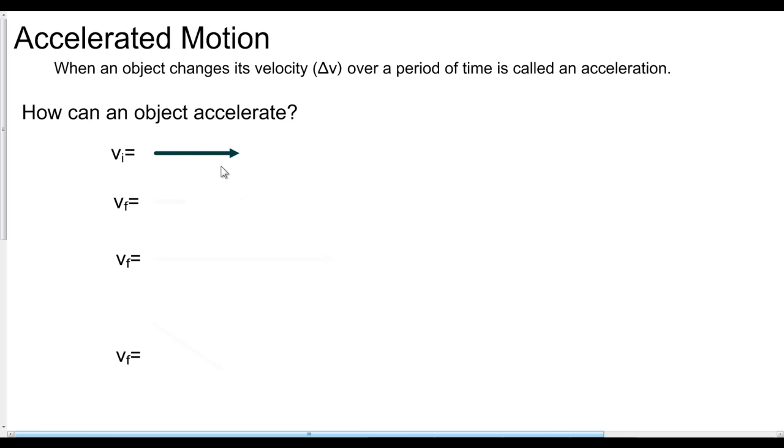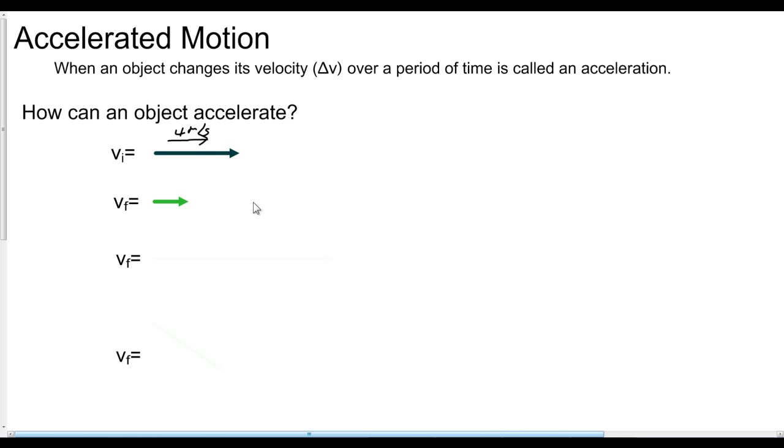So how can an object accelerate? Here I have my initial velocity vector. Let's say that I'm traveling 4 meters per second to the right, and we'll just assign some arbitrary number to that. But what I want to see is what my acceleration is going to be in these cases. I have all these different final velocities, and I'm going to click on this one. This is my final velocity. Obviously I went from 4 meters per second to the right to a smaller velocity vector.